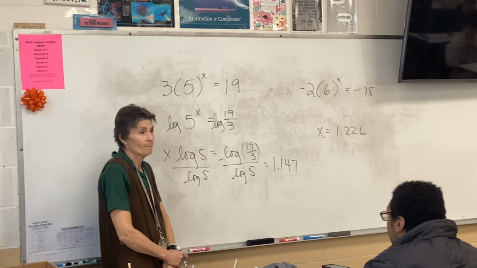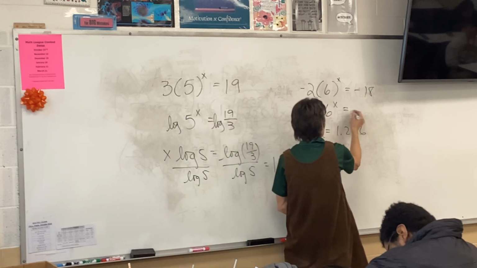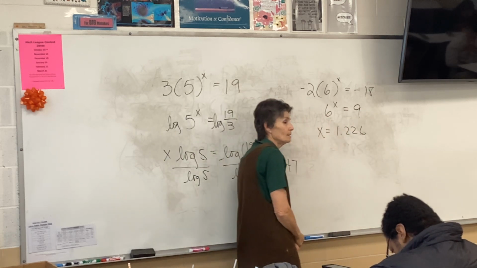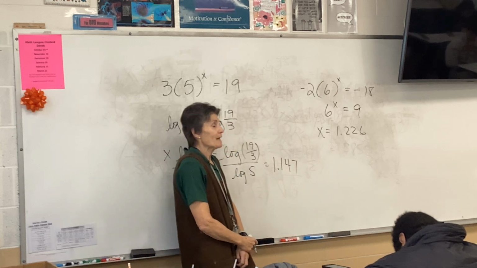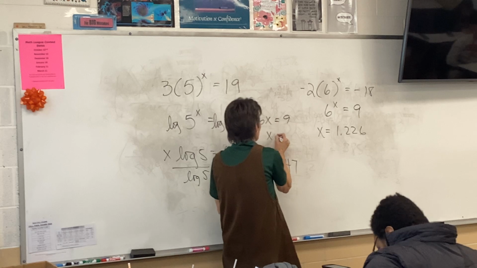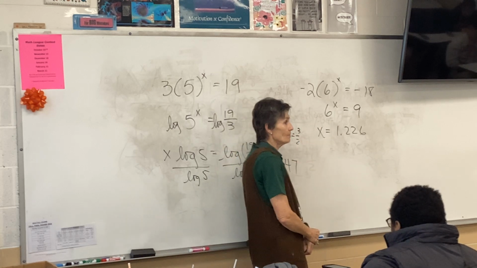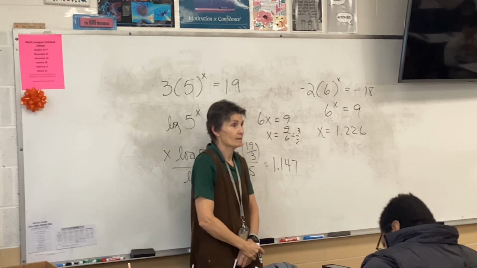Okay, what's the first step? Divide by negative 2. So 6 to the x equals 9. Luke, that does not say 6x equals 9. If it said 6x equals 9, then I would divide and get 3 over 2. But that's not what this says. This says 6 to the x.